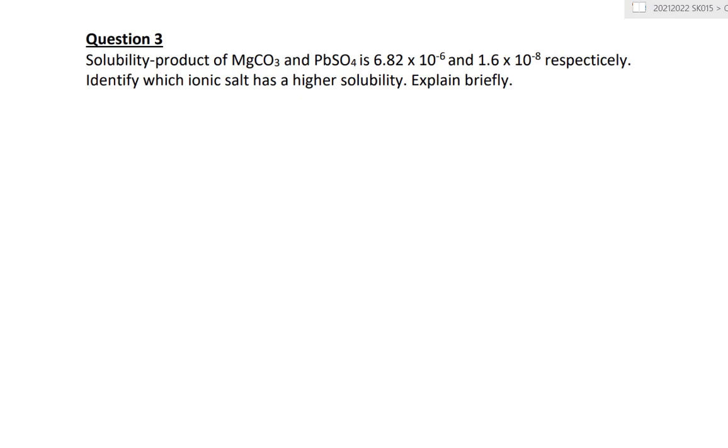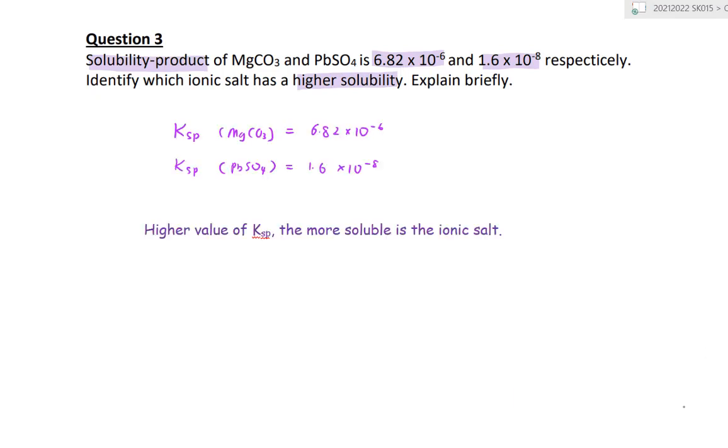Example question 3. Given the solubility product of magnesium carbonate, MgCO3, and PbSO4, we have these values respectively. Identify which ionic salt has a higher solubility and briefly explain it. So given the values over here, you can compare it this way. As we know, the higher the value of Ksp, the more soluble is the ionic salt.